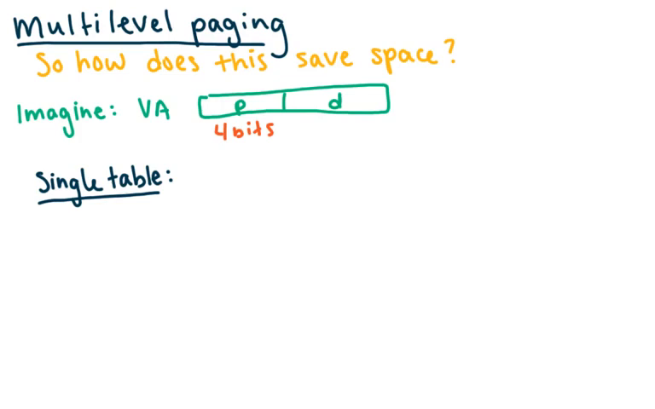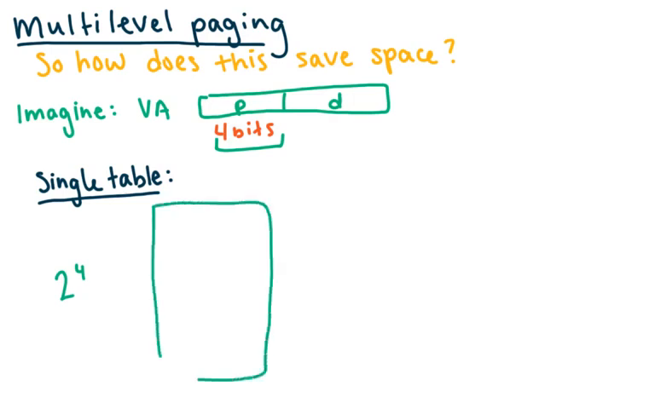So let's talk about how this saves space. Imagine that we have a virtual address that has 4 bits associated with the page number. So we can use 4 bits to index into a page table. How big is our page table going to be? If we have 4 bits to address into it, we can have up to 2 to the 4 entries. So this is 16 entries. Here I'm going to draw our page table. This is going to be our single page table. It can have 2 to the 4 entries, so this is 16 entries.